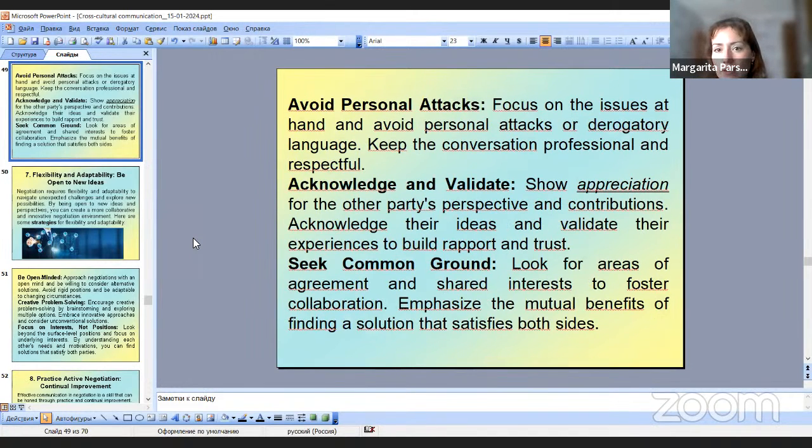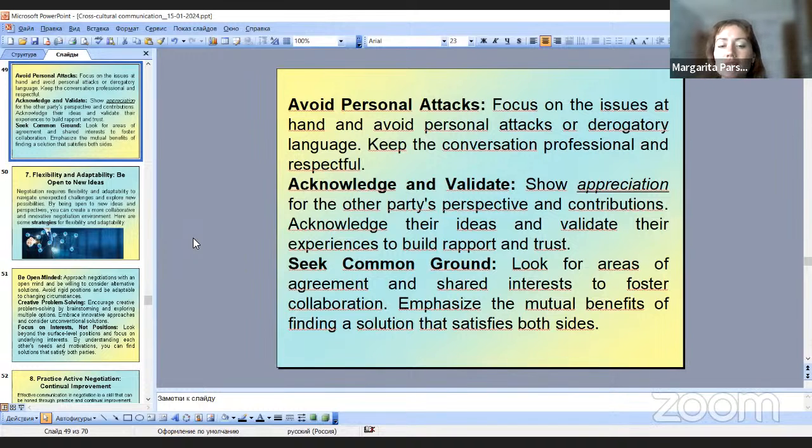Avoiding personal attacks. You focus on the issues at hand and avoid personal attacks or derogatory language. The conversation and your words must be professional and respectful. Acknowledge and validate. You show appreciation for the other party's perspective and contribution. Acknowledge their ideas and validate their experience. It's very good for building rapport and trust.